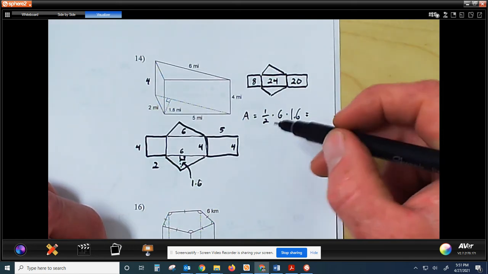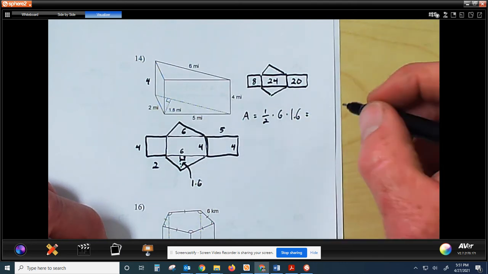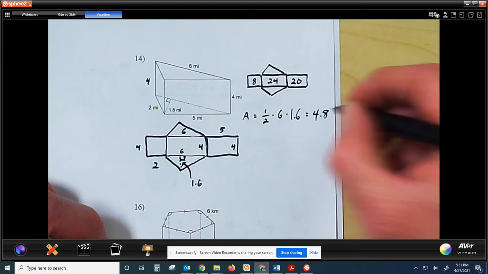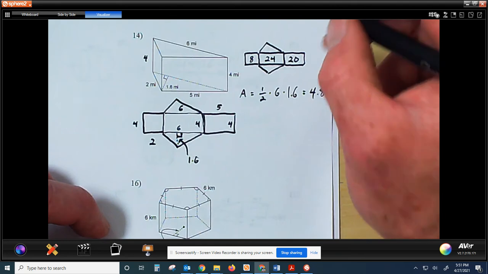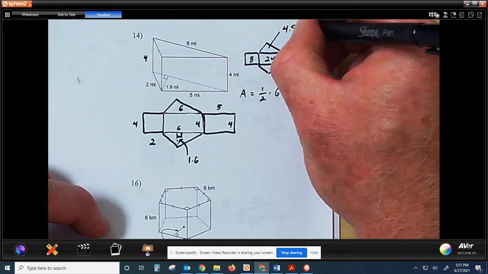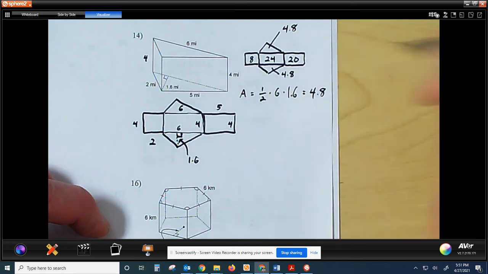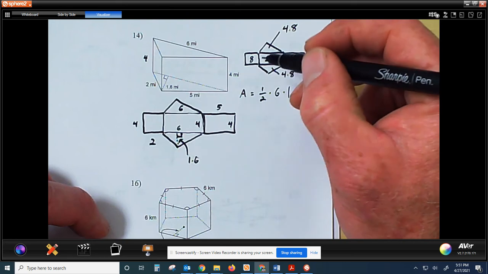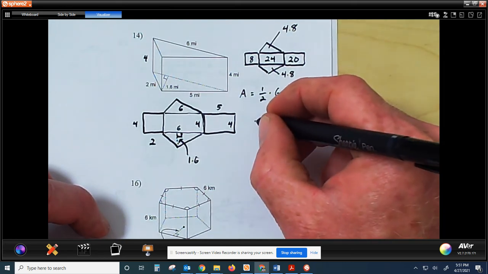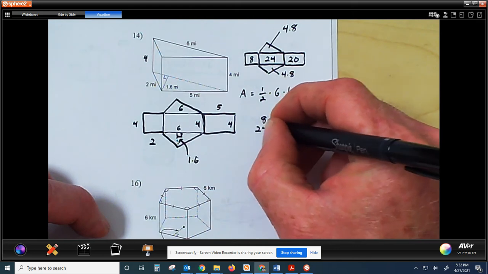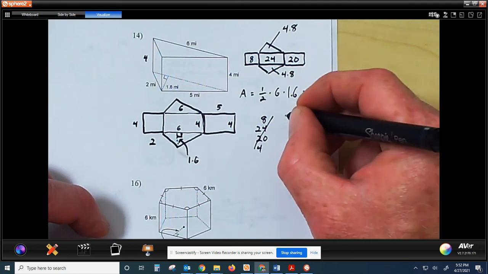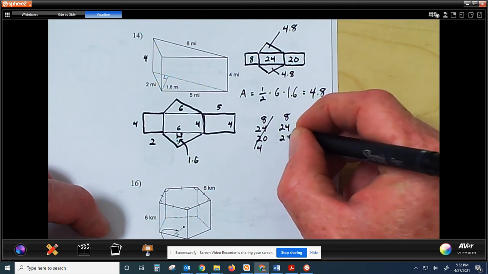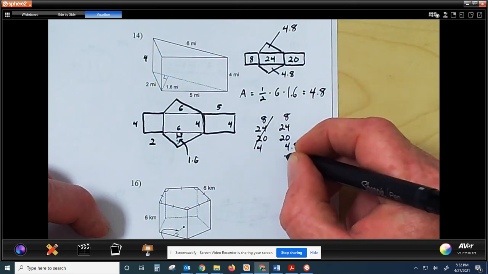Okay, 1/2 times 6 times 1.6 is the area of a single triangle. That comes to 4.8. These problems take a few steps. So this is 4.8, and this is 4.8. I just need the total of all of these. So my surface area is 8 plus 24 plus 20, 4.8, 4.8.